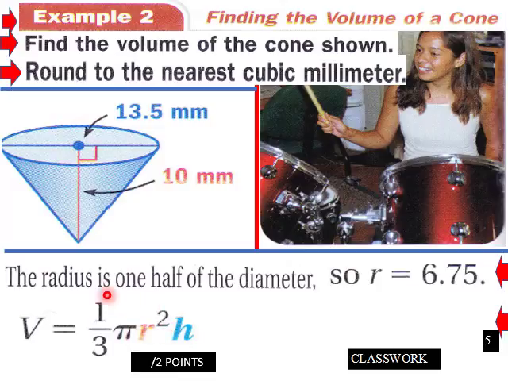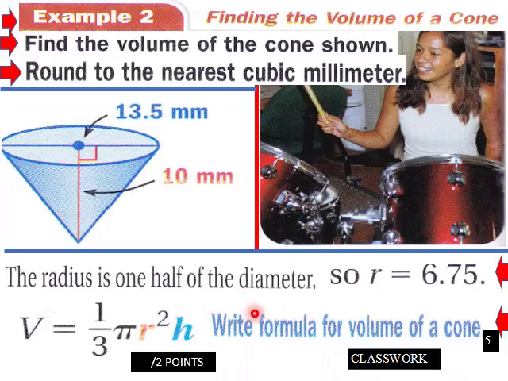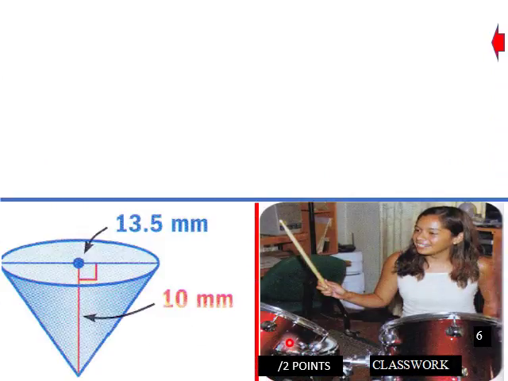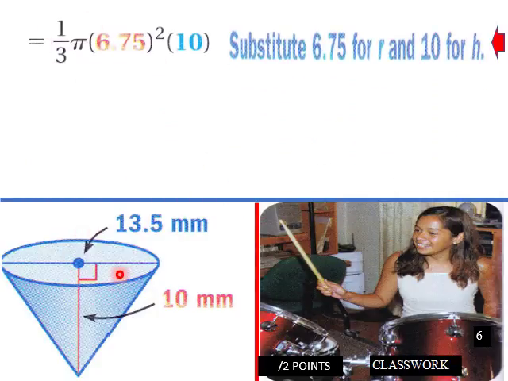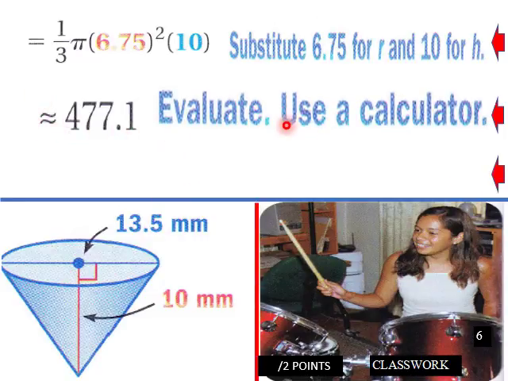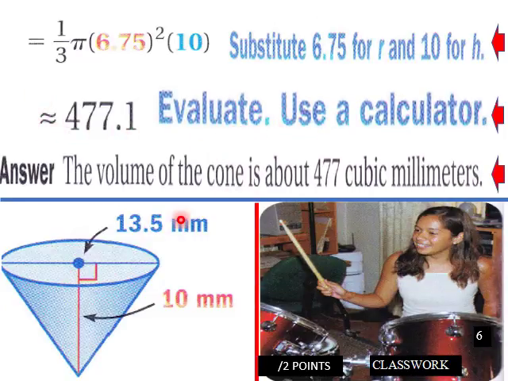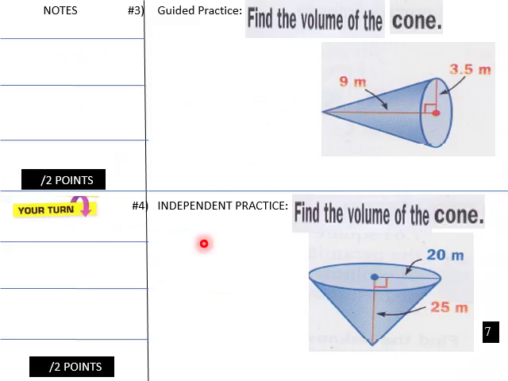1/3 pi r squared h. There's your formula for the volume of a cone. And so what do we know? What do we do now? Here is our plug-in from our values of our cone here of 1/3 pi r squared h. Here's our r is 6.75 and our height here is 10. Then we do our math and we come up with 477.1. That is our volume of this cone right here.